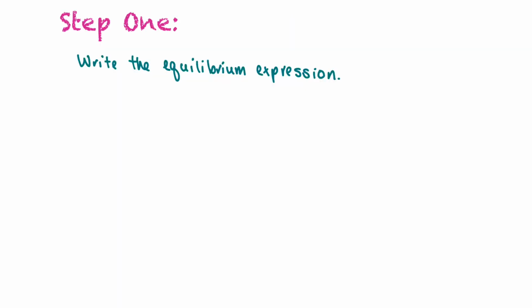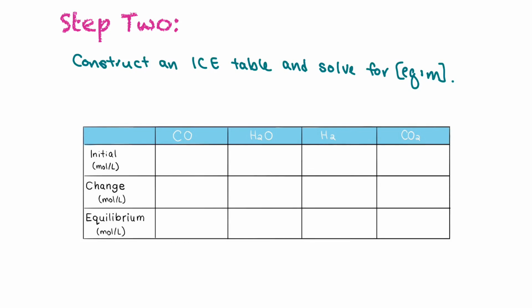So our first step is to write the equilibrium expression. So Kc is equal to H2 times CO2 divided by carbon monoxide's concentration times water vapor's concentration. Luckily, all of these occur in a 1:1:1 ratio, so there are no exponents involved. Our next step is to construct an ICE table again and to solve for the equilibrium concentrations.